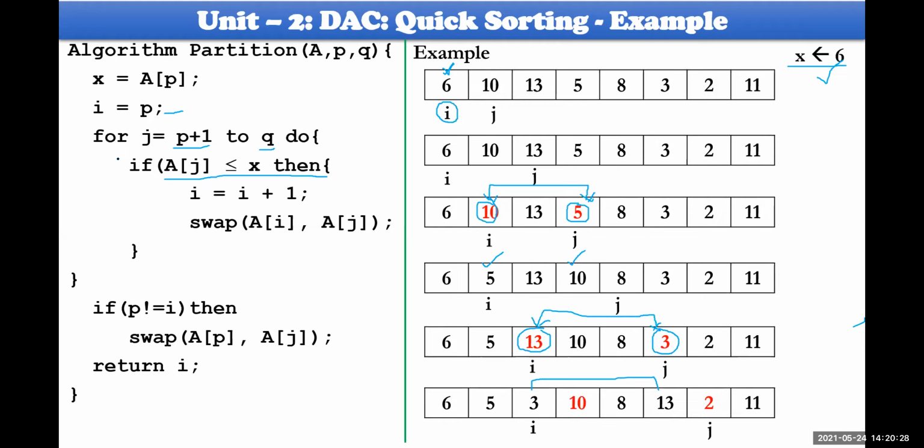A of j is less than or equal to x, so 2 is less than or equal to 6, yes it is true. Since it is true, move the value of i towards the right side, and then you have to swap this, this, so here, okay. After swapping, hope that you do understand. I'd like to keep 5 or 6 seconds just to go through it.